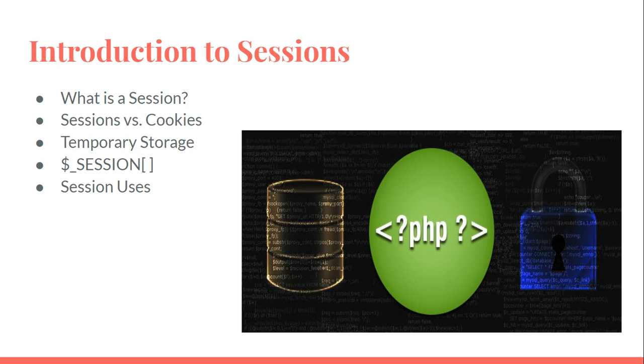A session is a way to temporarily store data about a user while they're visiting your website. A cookie is another way to do that. The big difference between a session and a cookie is that a cookie is permanent data that is stored on the client side. A session is temporary data that is stored both server side and a little bit of it on the client side. We say that a session is temporary storage because there are ways to end a session. There are actually three ways to end a session, and we'll talk about those a little later.